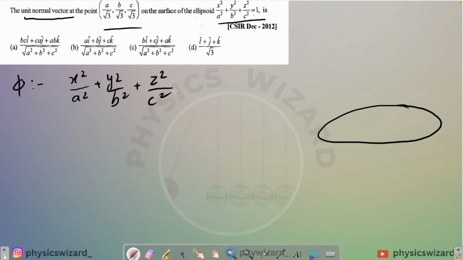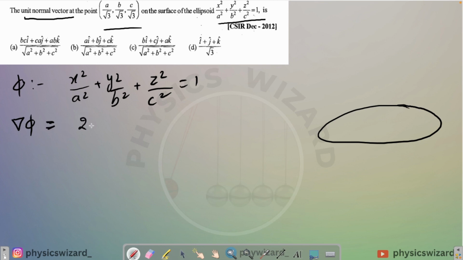The equation of an ellipsoid is given, and it is asking for a unit normal vector at a particular point. So first let's solve it quickly. Phi is given as x square by a square plus y square by b square plus z square by c square equals 1. So the perpendicular will be del phi, and this time we will directly write the answer.